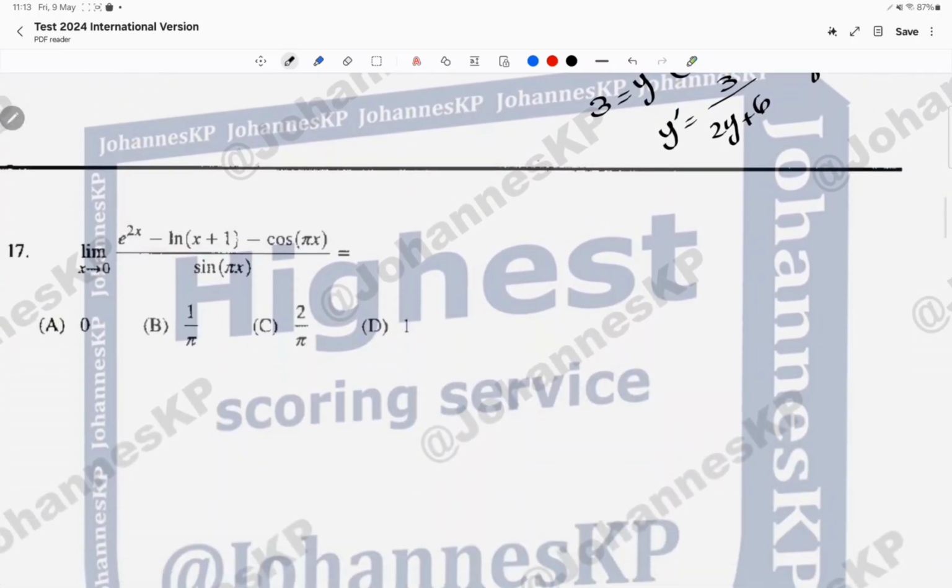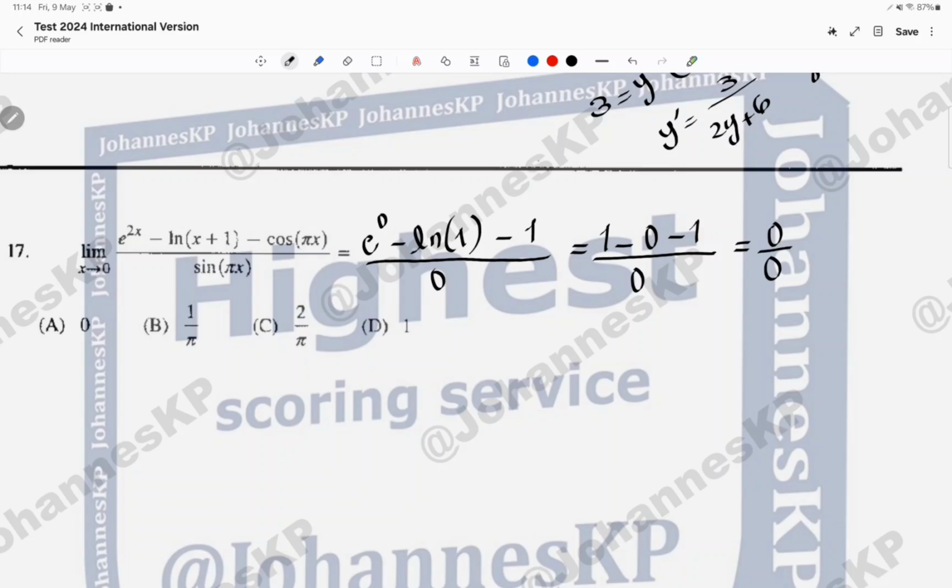All right, question 16. Right now, if I apply 0, what's the cosine of 0? Do you know? 1. What's sine of 0? 0. Nice. So you're going to have e to the 0 minus ln of 0 plus 1 minus 1 over 0. So e to the 0 is a 1. Ln of 1 is a 0, minus 1 over 0. So we get 0 over 0, which is not allowed.